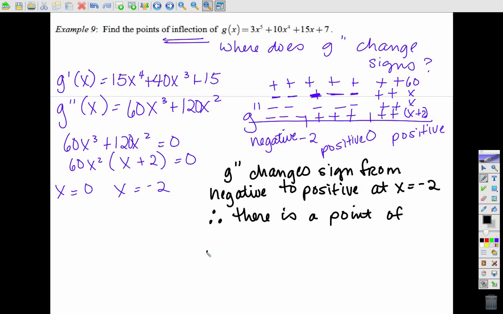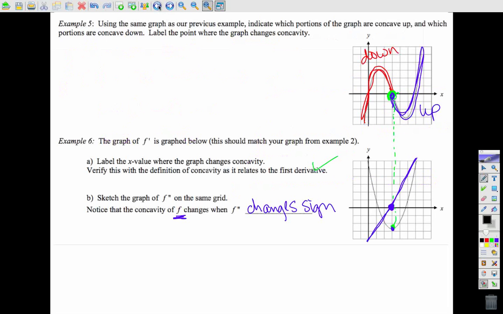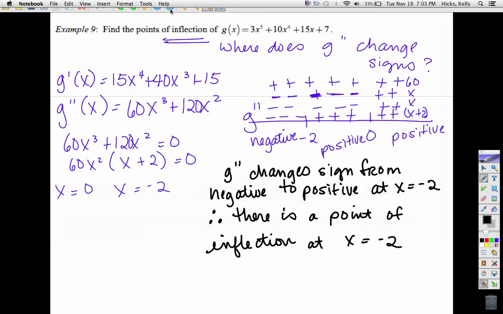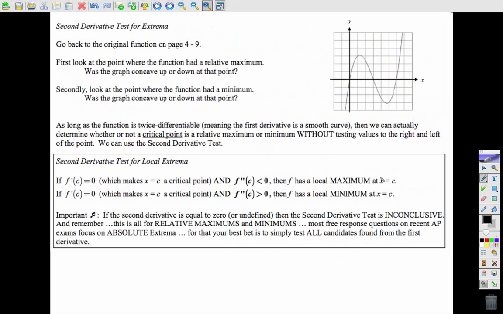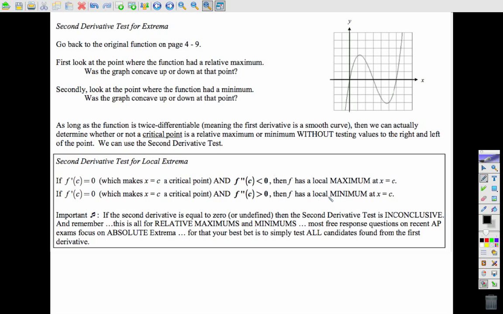Therefore, there is a point of inflection at x equals negative 2 because the second derivative changes sign. If the second derivative changes sign, let's go back to this. If the second derivative changes sign, which it does right here, then there is a point of inflection on the first function.